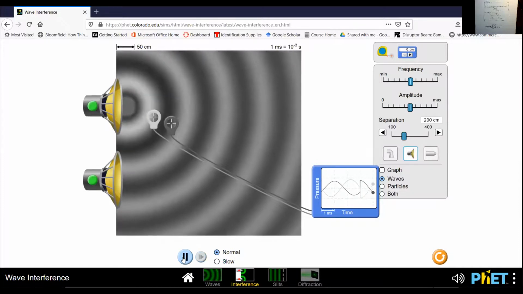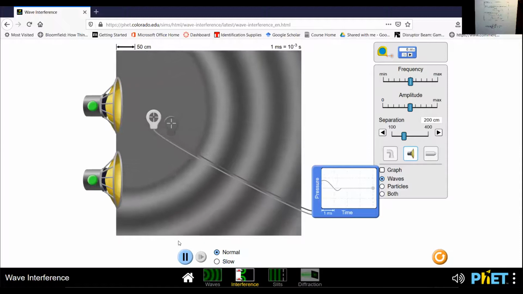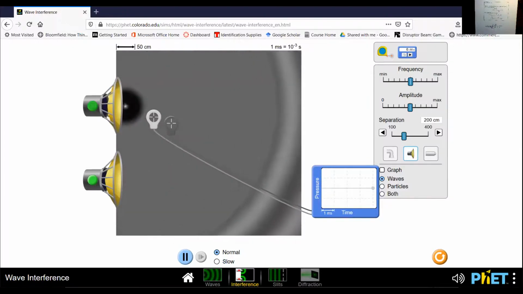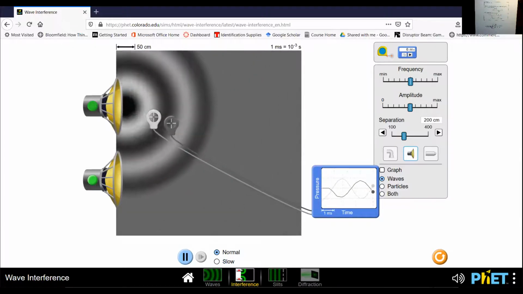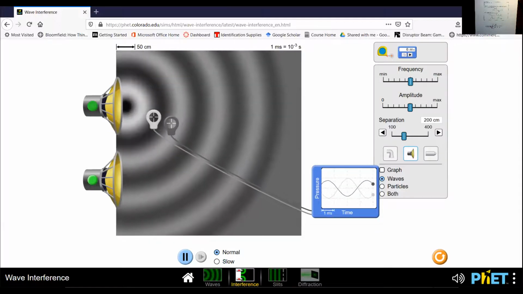Oops, I paused it. There we go. The two are oscillating. I didn't turn it off. It worked better. There we go. The two are oscillating 180 degrees out of phase of each other. Okay, now I can turn on a second one.